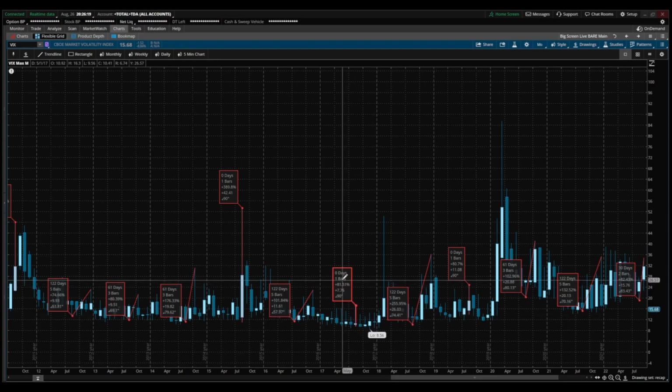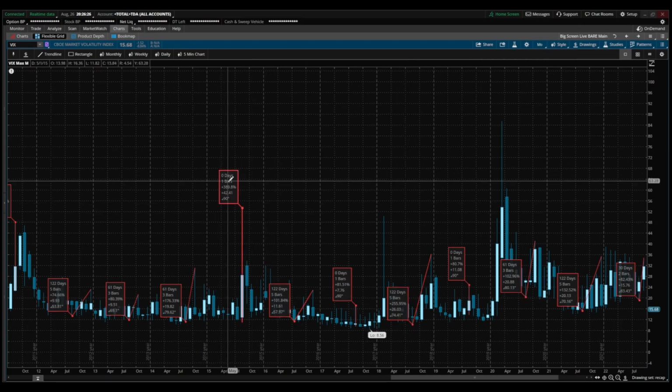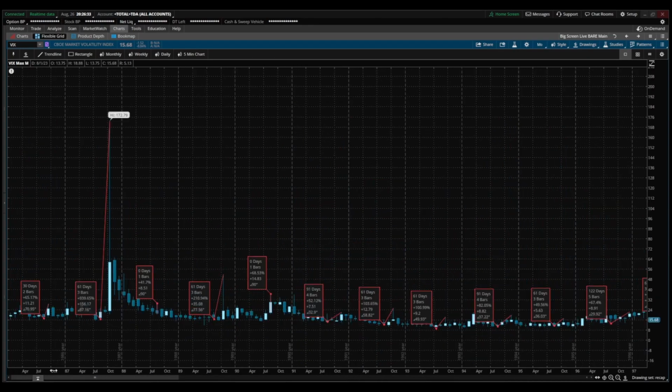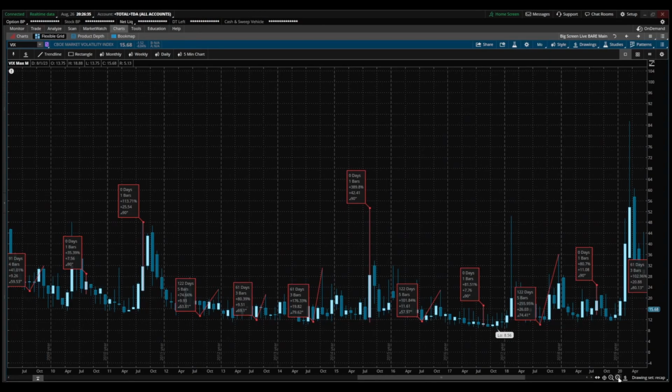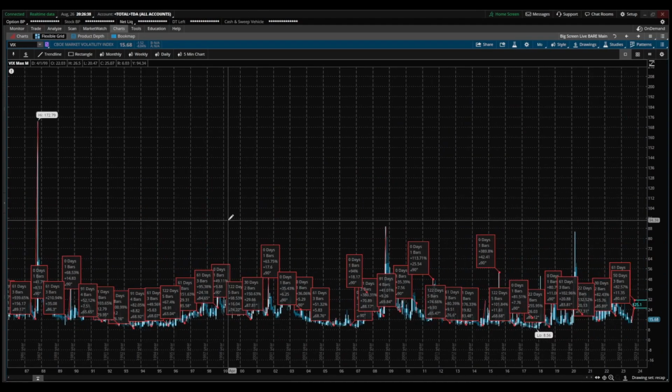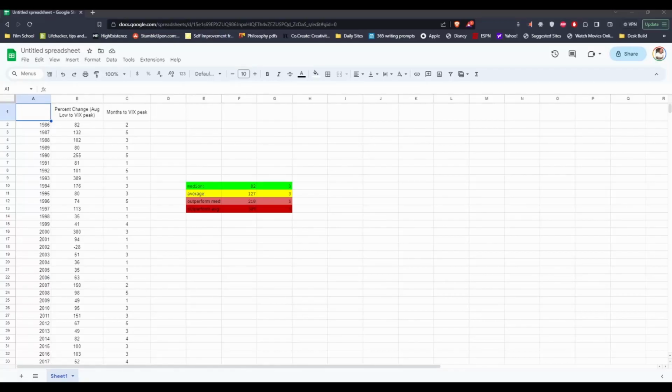As you can see, some years it was just one bar, and these are the monthly bars. So this was 1 month, this was 5 months, this was 5 months, this was 1 month, this is 3 months, 3 months, 5 months, all the way back to 86. Now, it is kind of tough to see here, so I did go ahead and take this information and put it onto a spreadsheet for you right here.